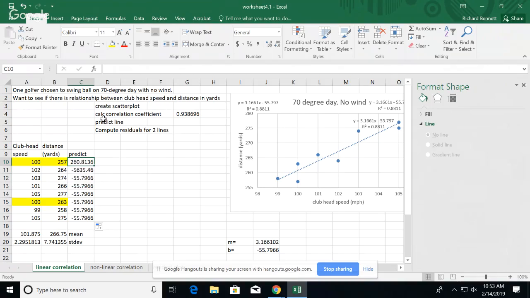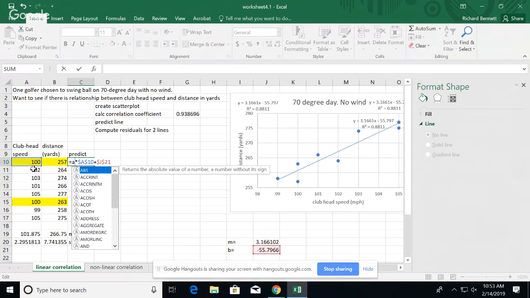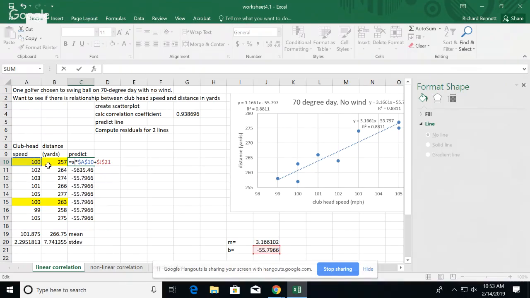Oh, I did something wrong. Oh, I know what happened. My formula's messed up. We're taking this number, and we're going to multiply it by that number. That's what I wanted the F4 for. Okay, try that again. So we can talk about the residual here.